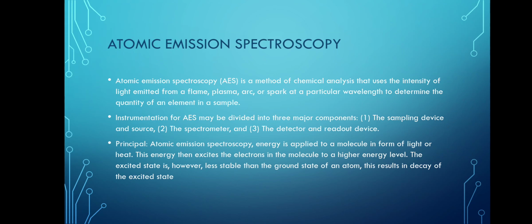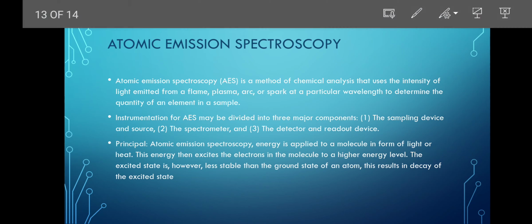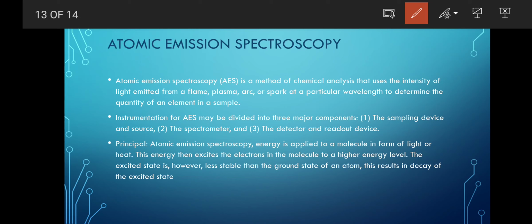Okay, then the atomic emission spectroscopy. In this it is the same way, but where absorption energy is recorded in the former, here the emission energy is recorded. So it is an analytical method only. It uses the intensity of light emitted from the flame, plasma, arc or a spark at a particular wavelength to determine the quantity of an element in a sample.